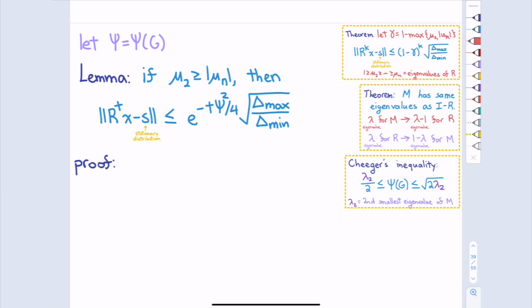Claim. This is just a special case. We're going to have to figure out how to remove the condition afterwards. If the second eigenvalue is bigger than the absolute value of the smallest eigenvalue of the random walk matrix, which is a negative number, that's why we take the absolute value, in the worst case, then the convergence rate is related to the conductance of the graph. This actually makes sense. It's saying that a graph with very high conductance will converge to the stationary distribution very fast.